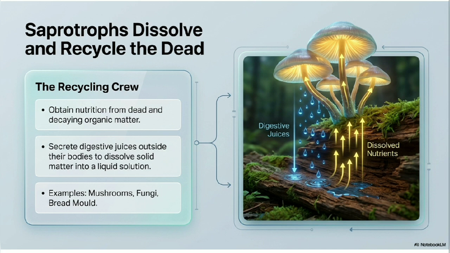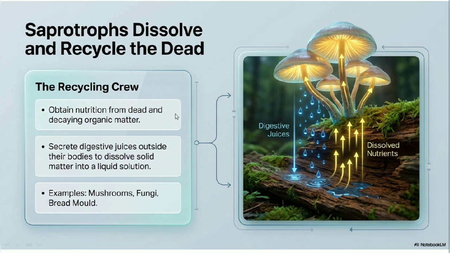Now one more is saprotrophs, saprophytic plants we can say. What happens in these saprophytic plants? Some plants obtain nutrients from dead or decaying matter. They absorb nutrients from the organic material.